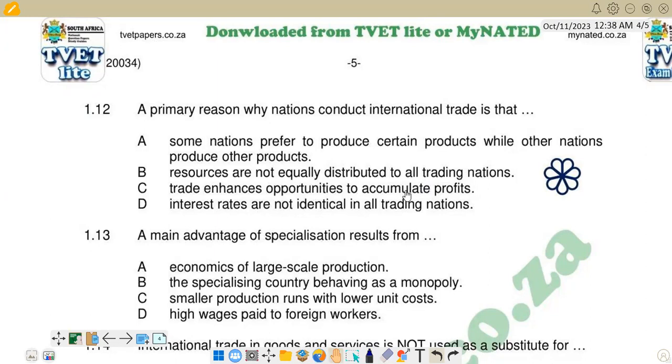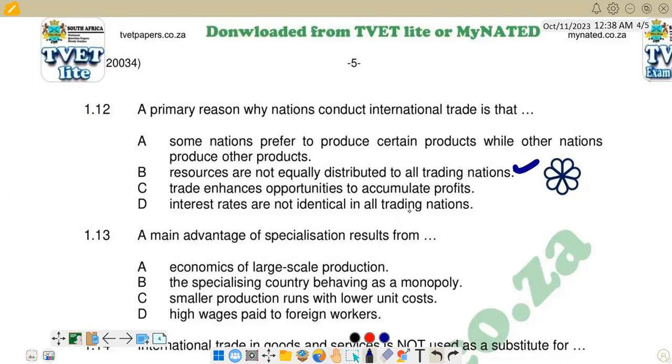Then we go to D, interest rates are not identical in all trading nations. This is not the main reason why we engage in international trade. If you look at B, B becomes the most appropriate: resources are not equally distributed to all trading nations. So B becomes the most appropriate there. Then we go to 1.13.